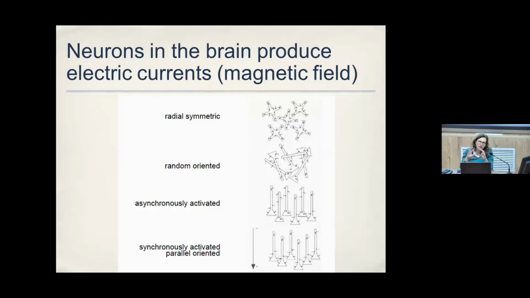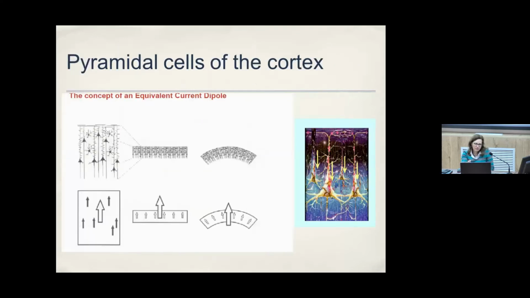But if these neurons or structures of the brain are randomly oriented or asynchronously activated, we still couldn't get enough signal for the device to measure. So what we can measure from the skull is the synchronously activated, parallel-oriented neurons, and those are particular neurons, pyramidal neurons in the cortex. That's usually what we measure.